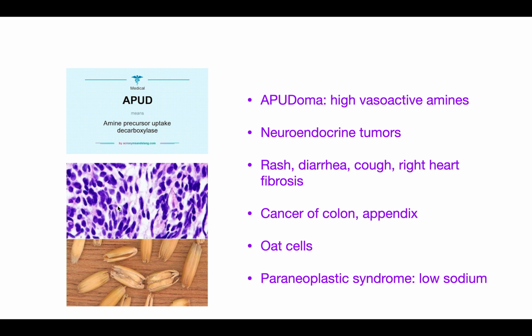And in the paraneoplastic syndrome, it's going to present with low sodium. Because it's a neuroendocrine tumor, it's going to affect both the lungs and the kidneys. Because remember, the kidneys and the lungs are connected via the ACE and the renin.